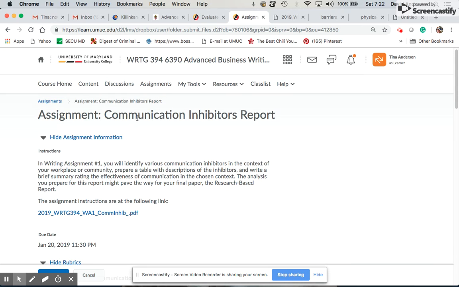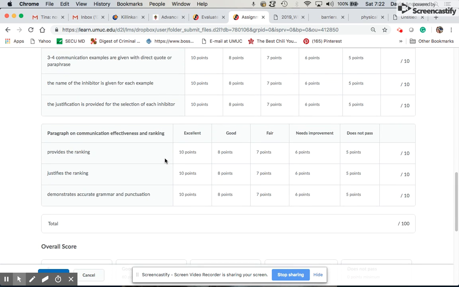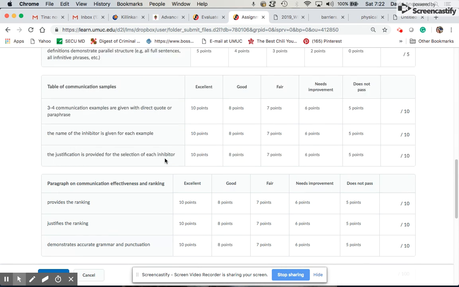If you go into this course and click on assignments, and then each one of the individual assignments, this is Communication Inhibitors Report, and scroll down through, you'll see the rubric underneath. The rubric is just the assessment guidelines. It shares what areas we're going to evaluate and how.